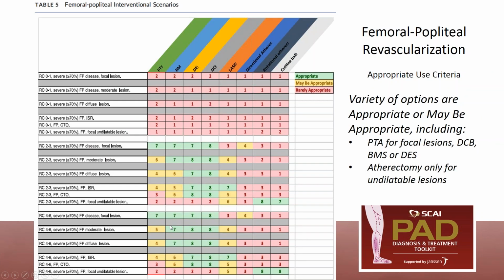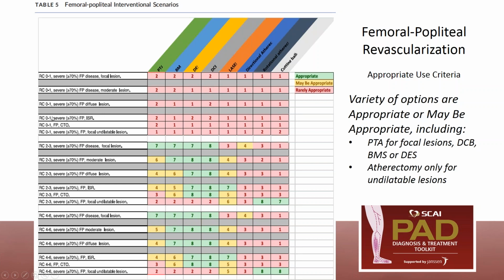So here's a very larger table looking at femoral popliteal interventional scenarios, appropriate use criteria, looking at a variety of options that may be appropriate or may be appropriate. Again, PTA for focal lesions, I think we have the data for that. That's been recommended as far back as TASC document in 2007. DCB, bare metal stent, or DS for more challenging lesions, and atherectomy only for undilatable lesions.